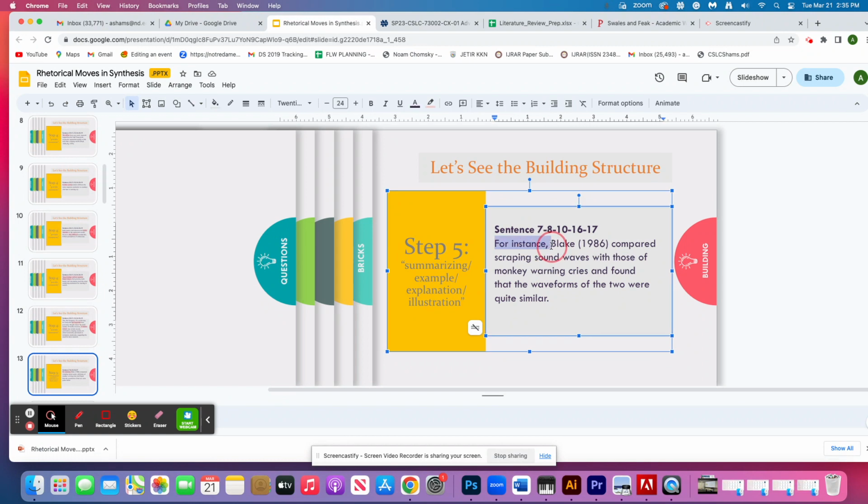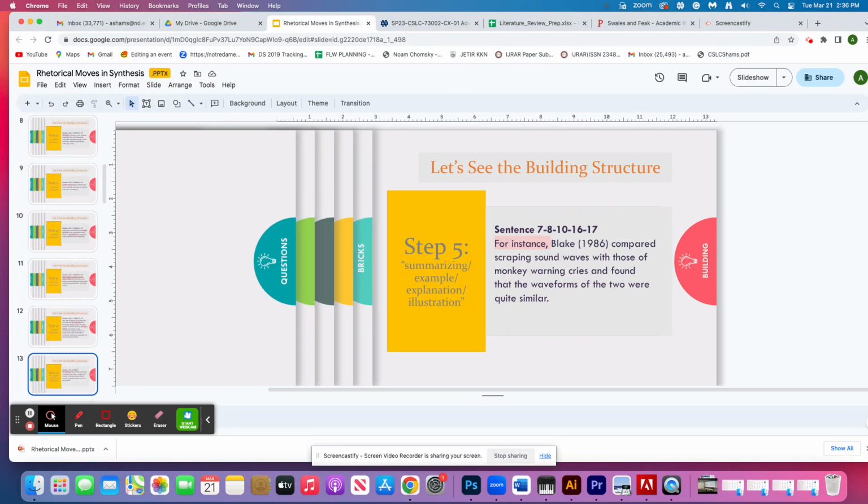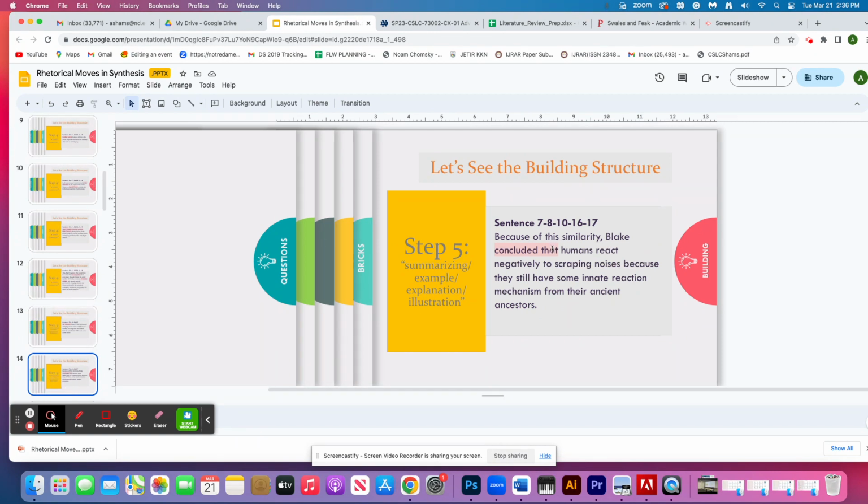For instance, is an example of a keyword that will establish that, okay, so it's step 5. It's actually an example to illustrate a point. This is a summarization of a conclusion, right? Blake concluded that. So this phrase, when I see it, I understand it's step 5.